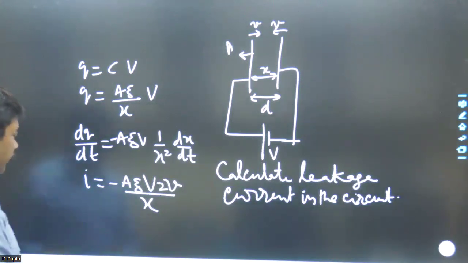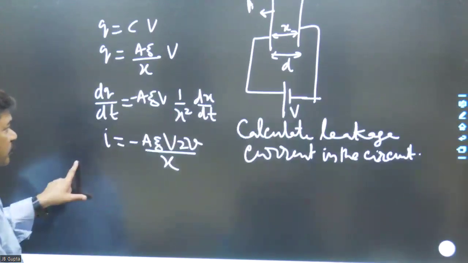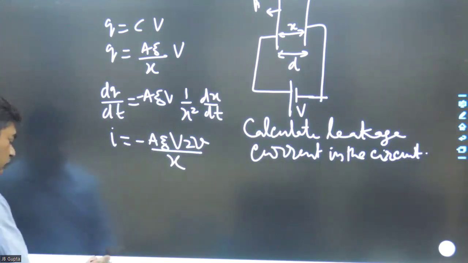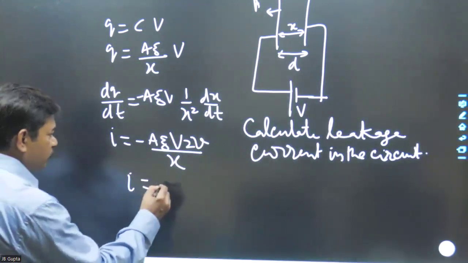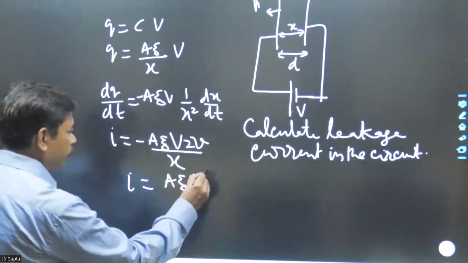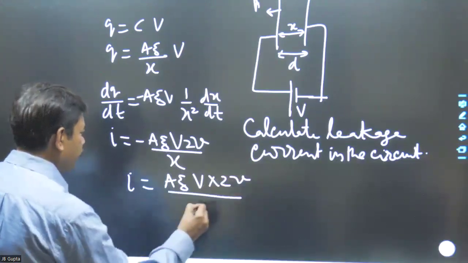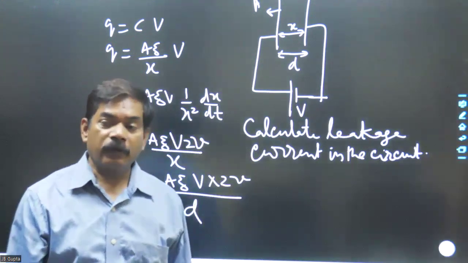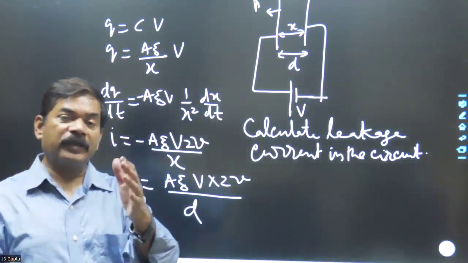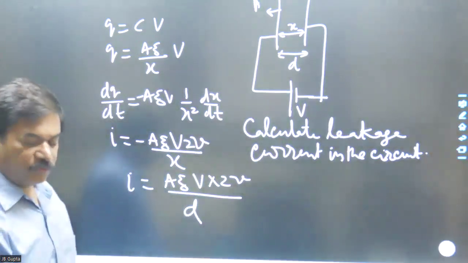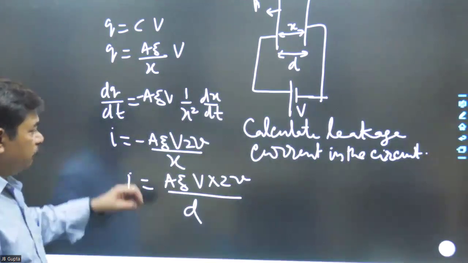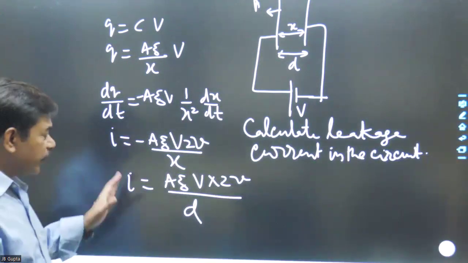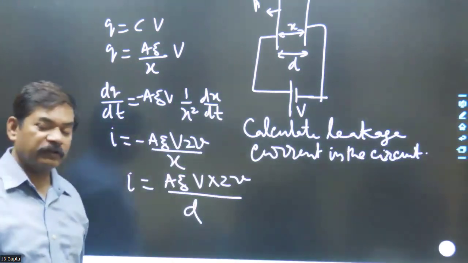Now you have to calculate the current at the moment when the separation was D. So you write current I equals A epsilon naught V into 2v divided by D squared. The minus sign is indicating that as the separation decreases, capacity increases, so you need not worry about that. Forget that minus sign. You need to calculate the current I. So this will be the leakage current.